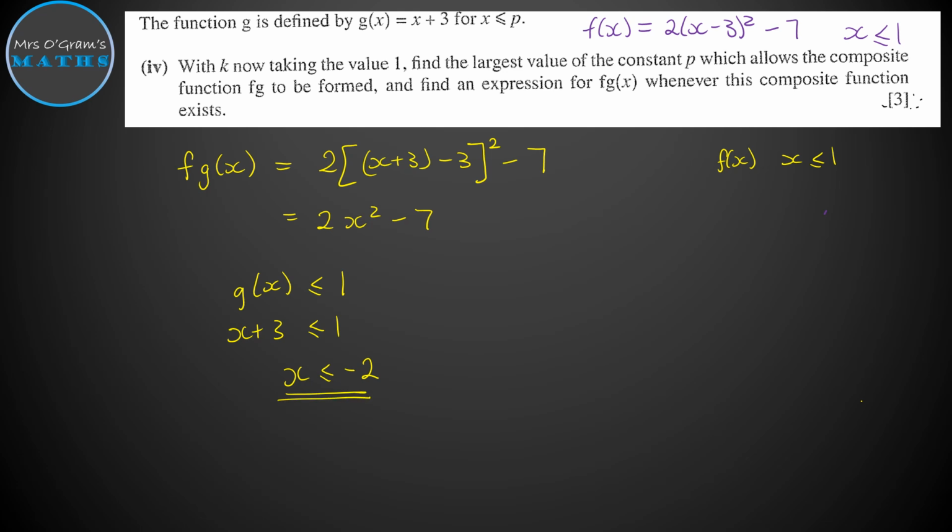So the largest value of the constant p, so the largest that p can be, is minus 2. P must be less than or equal to minus 2. The reason being that if it got any bigger than minus 2, it wouldn't satisfy the conditions required for f of x at the moment. Once you plugged it into g, that g function would get too big and it wouldn't be allowed to then go into f.